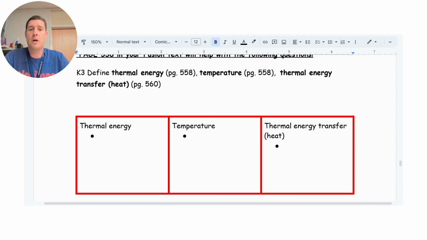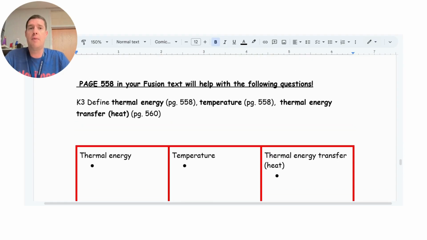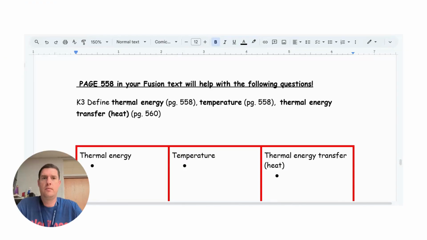Okay, so we're going to talk about these here coming up in a little bit. You'll use the Fusion book in your classroom to be able to do that. But we'll talk about now the actual definitions of thermal energy, heat, which is the transfer of thermal energy, and temperature. Okay, so we're going to try to keep these straight. All right, so let's get into the definitions of these things.